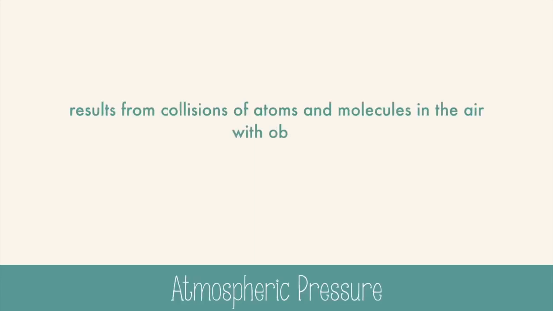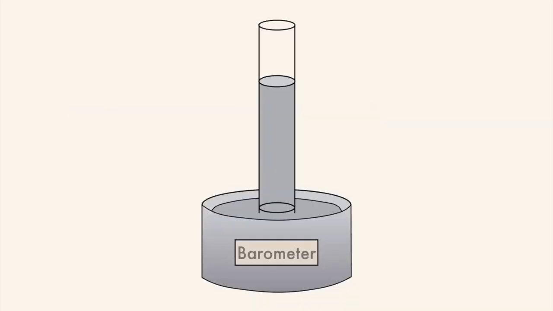Pressure that results from collisions of atoms and molecules in the air with objects is called atmospheric pressure, and it occurs in all directions. We can measure atmospheric pressure using a barometer. This particular type is filled with mercury. Don't drink it or breathe it. It's actually really dangerous. So why use it? Well, mercury is the densest room temperature liquid, which makes it possible for the barometer to be less than 1 meter high. If it were made with water, it would need to be over 11 meters high, which is about 34 feet, and it's also really inconvenient. So a mercury barometer can be much smaller, about 30 inches high.